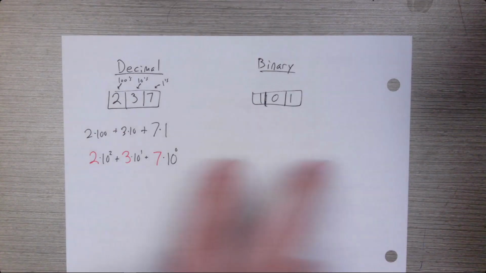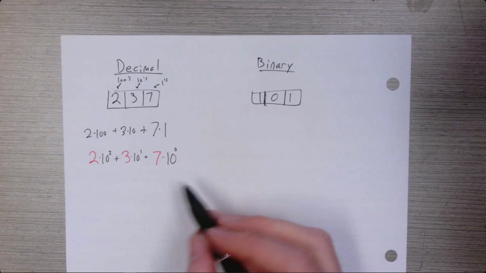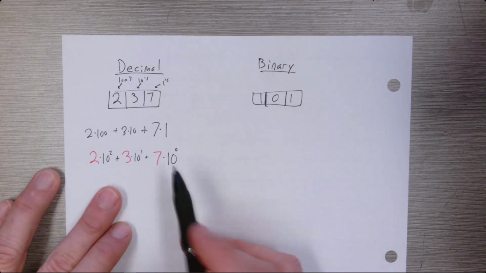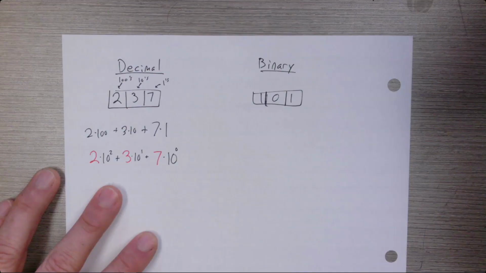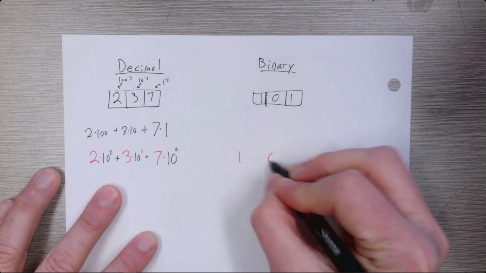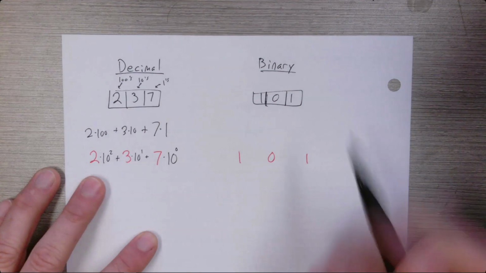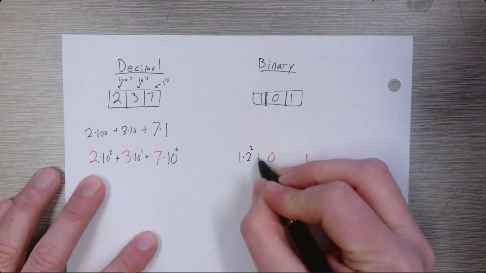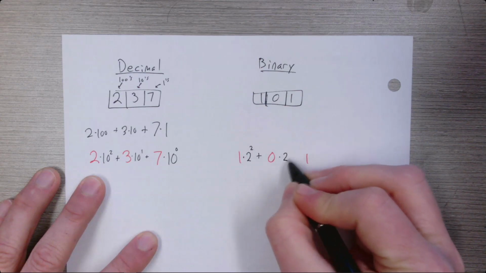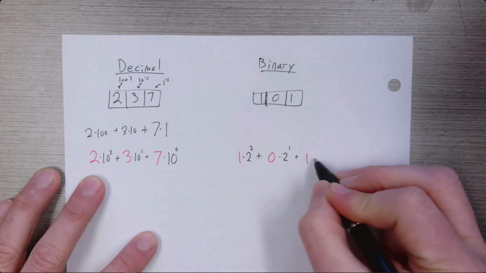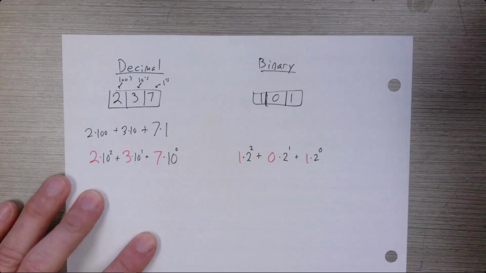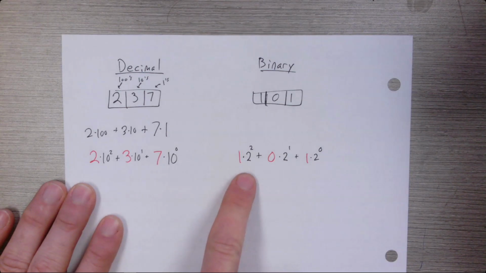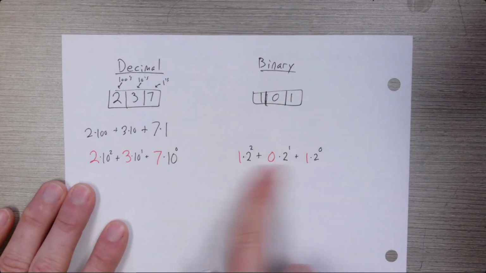So I guess let's start over here and then go backwards. So what if instead of saying I have 2 hundreds and 3 tens and 7 ones, what if I say I have 1 times 2 squared plus 0 times 2 to the 1st plus 1 times 2 to the 0. So notice the only thing I've changed here is I've changed the base from base 10 to base 2. So how do we interpret what this is about?